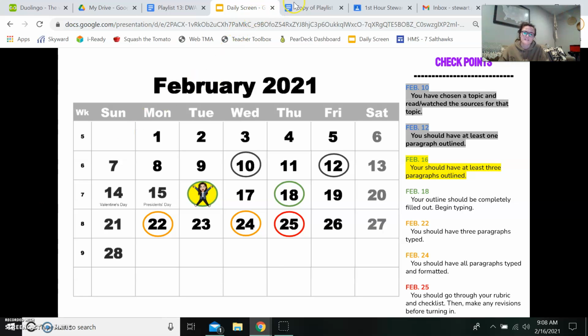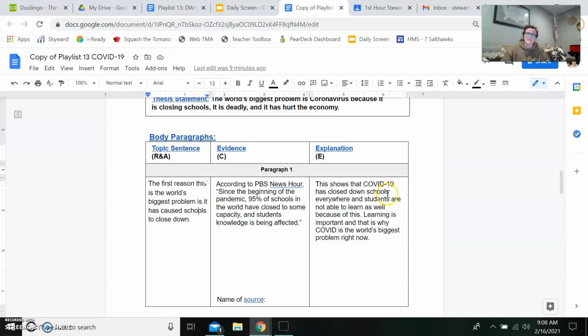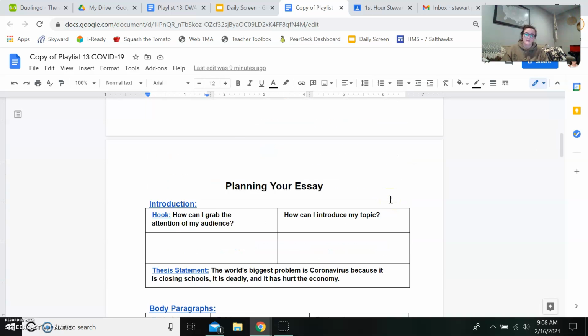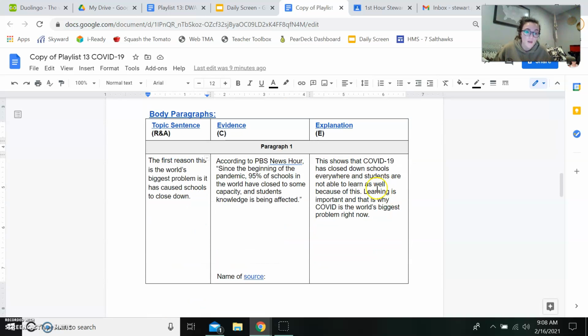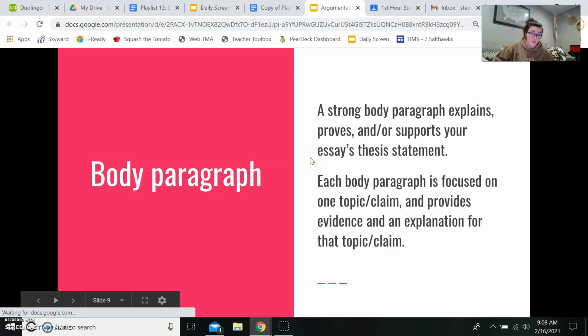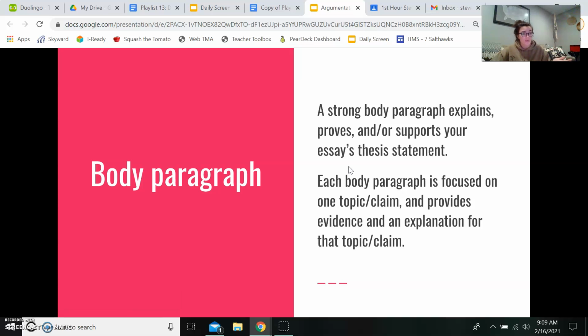So let's talk body paragraphs here. This is your outline, right? This is my bare bones one here, but I filled out an example for body paragraphs for you guys. Let's talk about what body paragraphs in an essay are. The body paragraph explains and proves what your argument is in your paper.